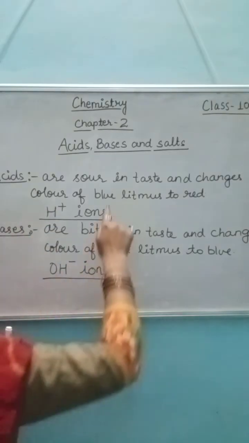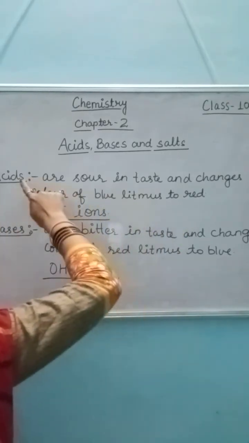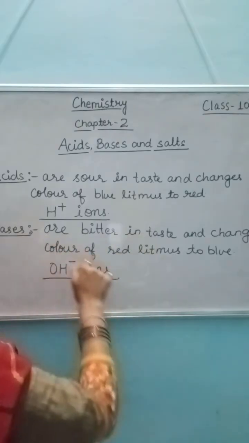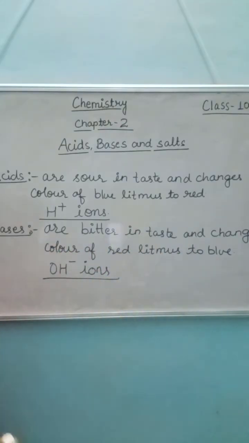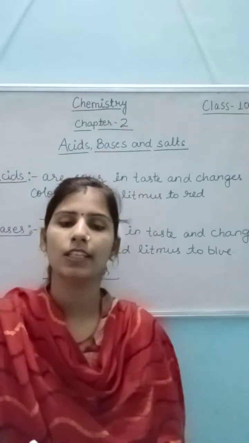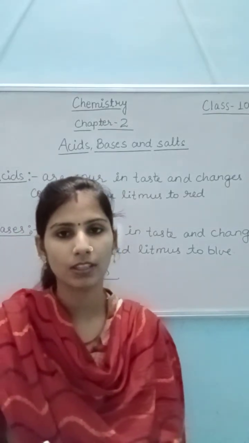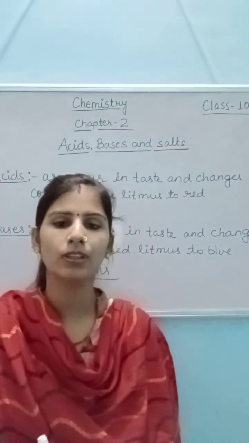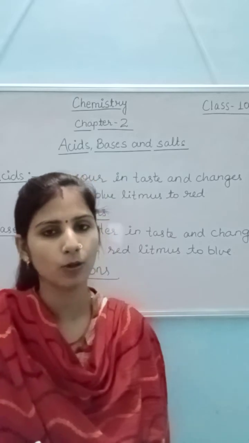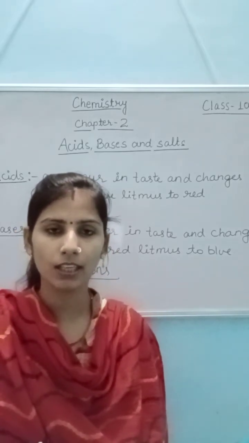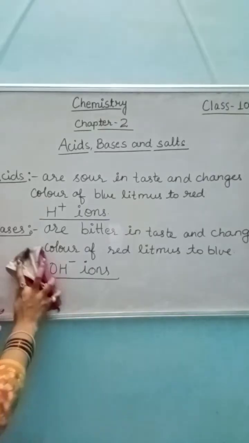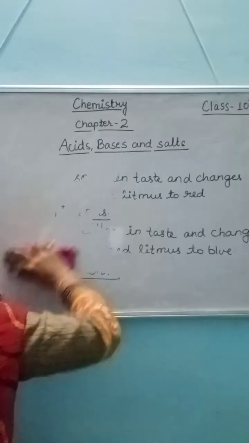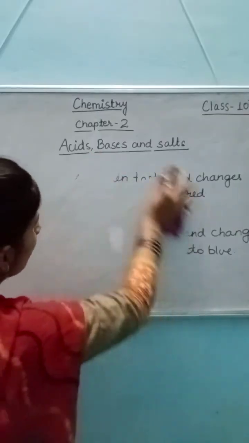Now see, here I have written litmus. Acid changes the color of blue litmus to red and bases change red litmus to blue. So what is litmus? Litmus is a natural indicator which tells us whether given substances are acids or bases by changing its color. It means litmus changes the color of the solution, and by changing the color it tells us whether the substance is an acid or a base.